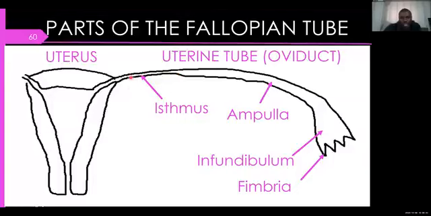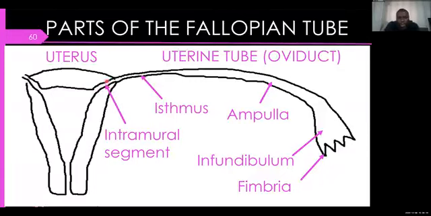Now, there's still a part of the fallopian tube that is traversing the uterine wall, perhaps from there to there. We can't call it the uterus. It's a lumen, the lumen of the fallopian tube that traverses the uterine wall. We call it the intramural segment of the fallopian tube. So these 5 are the parts of the fallopian tube.